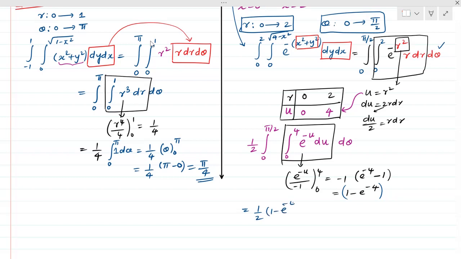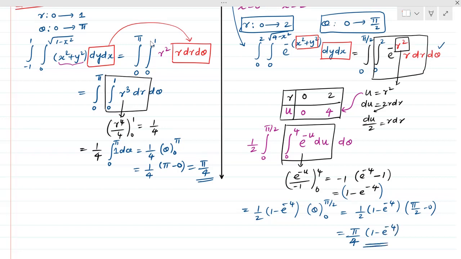1 minus e power 4 outside. When you integrate with respect to theta, you will get theta from 0 to pi over 2. Now when you substitute the limit, you will get 1 minus e power minus 4 into pi over 2 minus 0. After multiplying, the final answer will be pi over 4, 1 minus e power minus 4.